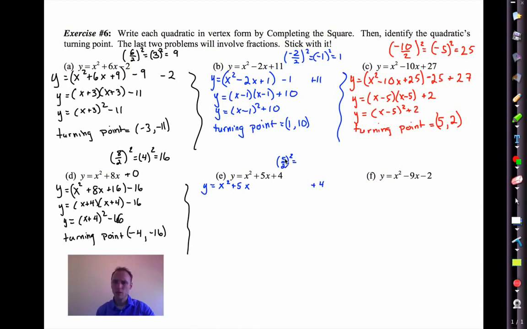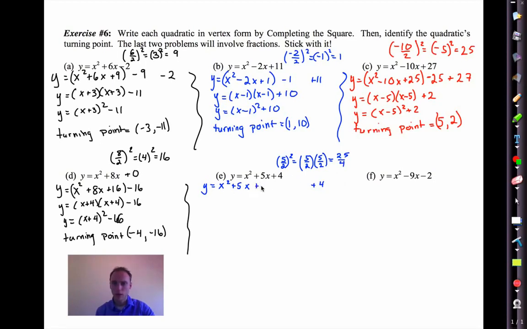Well, when I divide 5 by 2, it doesn't give me a whole number. So I don't want to write a decimal. That'd just be a mess. So what I'm going to do is I'm going to write it out. I'll get 5 halves times 5 halves. Well, when I multiply fractions, I multiply across, remember? Multiply the numerators and then the denominators, which will give me 25 over 4.